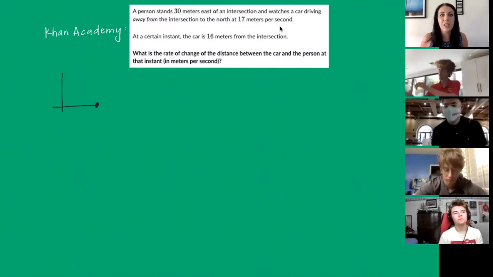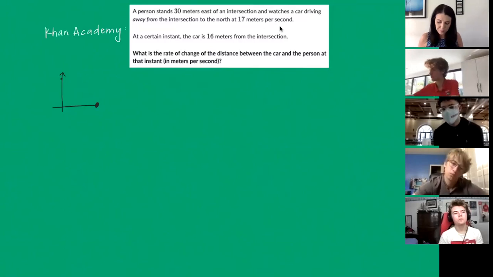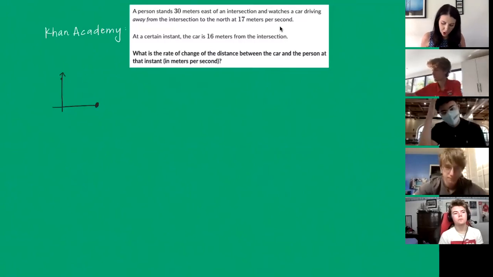So it says that he's traveling away from the intersection, he's traveling north. So he could be traveling north and toward the intersection, so it's important that we know that he's actually traveling away. So he's going this direction up here. Okay, so that car is somewhere up here, but it's moving. At a certain instant, the car is 16 meters from the intersection.